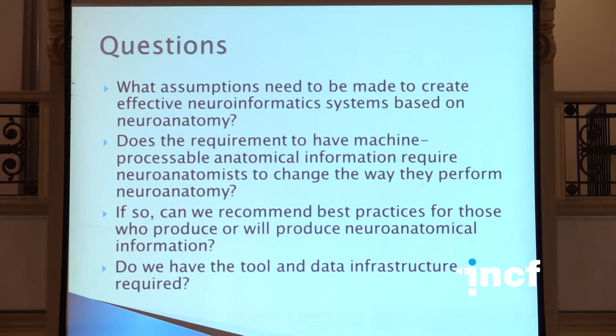I also gave everybody a set of questions that said, think about what assumptions need to be made to create effective neuroinformatics systems based on neuroanatomy. There are always assumptions that go into making these systems, and some of those relate to actual neuroanatomy. Some of them are requirements that are imposed by the machine. Does the requirement to have machine-processable anatomical information require neuroanatomists to change the way they perform neuroanatomy? If so, can we recommend best practices for those who produce or will produce neuroanatomical information in the future? And more importantly, do we have the tool and data infrastructures required to allow them to do this?